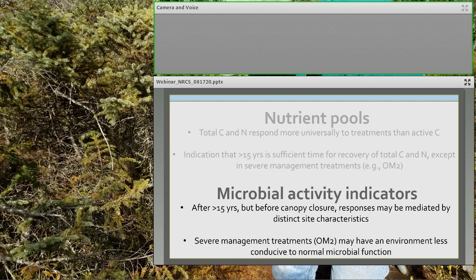In terms of microbial activity indicators, our data suggests that after greater than 15 years, the responses of microbial indicators may be mediated by distinct site characteristics. That being said, severe management, such as OM2, exhibits some signs of having a microbial environment less conducive to normal function.